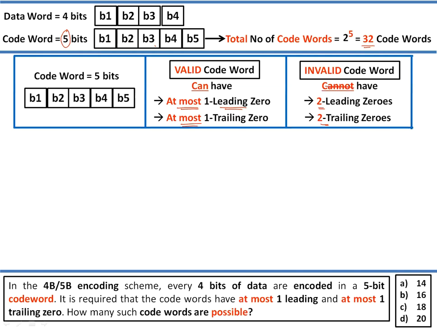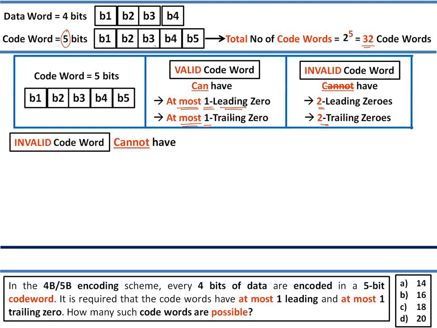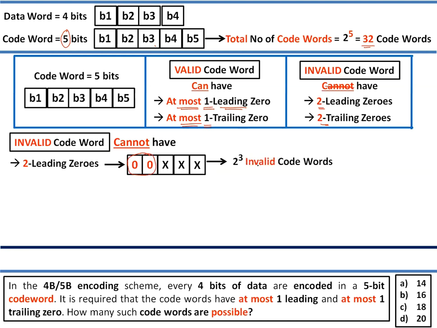Anyhow, any probability question can be solved in two ways, either from selection or from elimination. Now, it's easy for me to identify the invalid code words. At most one means if I have two, they can be eliminated. A code word cannot have two leading zeros. That means two zeros followed by 3 free bits, so it will be 8 combinations, guys. Fine. Two trailing zeros, that also will be 8 combinations, guys.